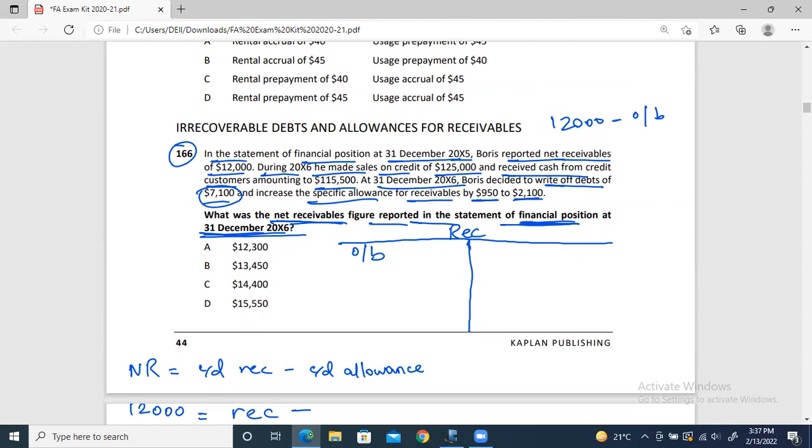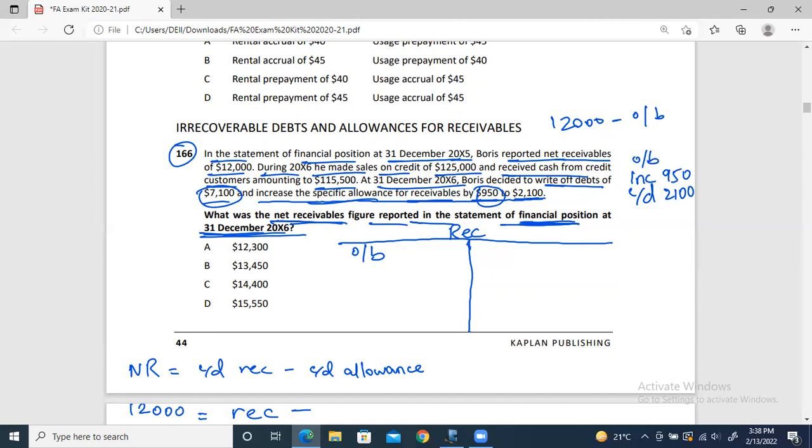Let me now tell you how to figure out the opening and the closing allowance. So this line is very important: increase the specific allowance for receivable by 950 to 2100. One thing is for sure, that closing allowance is given in the question. It will be given to you in every question. In this question it's 2100, right? Now it's written that he needs to increase it by 950. So many students make this mistake. They don't read it carefully. So opening allowance, they just write it as 950, but actually it's not 950. They increased it by 950 to 2100. So that means there will be an increase in between of 950, right?